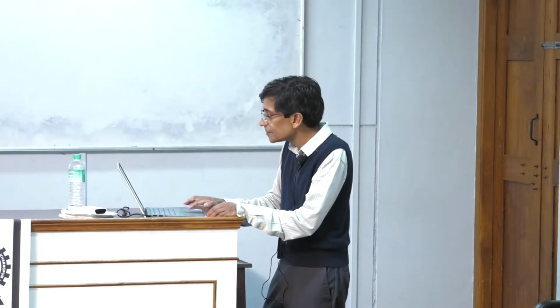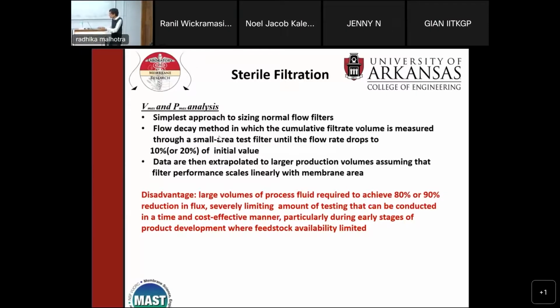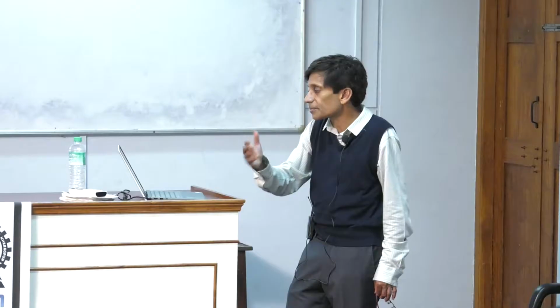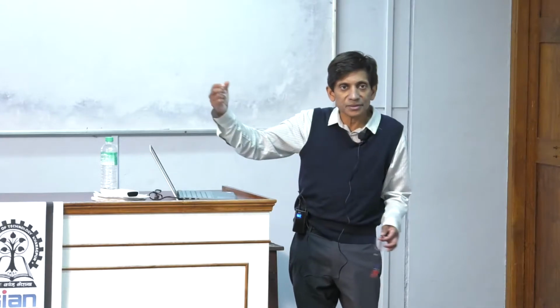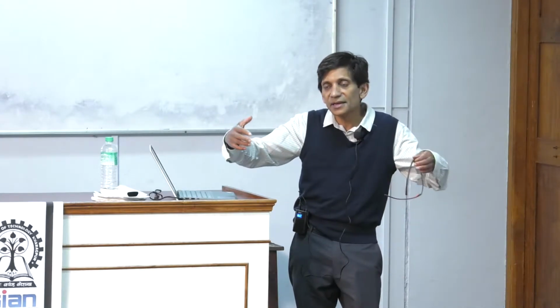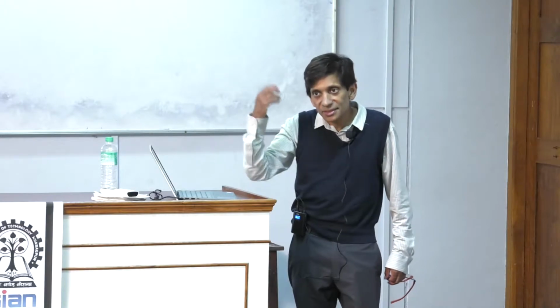So flow decay method, in which the cumulative filtrate volume is measured through a small area test filter until the flow rate drops to 10 or 20% of its initial value, right? So you have a constant pressure, you keep running it, and eventually it drops, and then it gets to 10%, and you stop there. Data are then extrapolated to larger production volumes, assuming the filter performance scales linearly with membrane area. Okay, so you do this on a small scale, and then you scale up, and you say, if I just increase the membrane surface area, I can linearly increase the volume I process, and you come up with an answer.